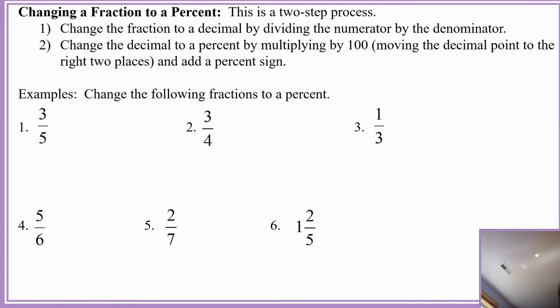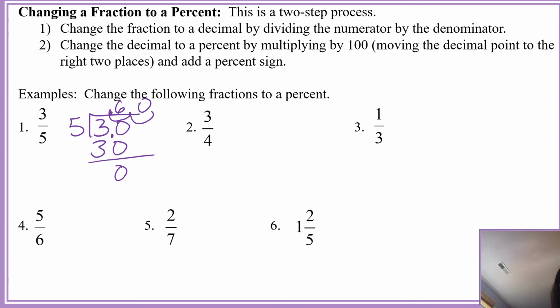The numerator divided by the denominator doesn't go, so I have to place a decimal place, and I have a 0. So 5 goes into 30 6 times. 6 times 5 is 30. I subtract and get 0. So that's it. My answer is 0.6. I move my decimal 2 places. I have 60%.